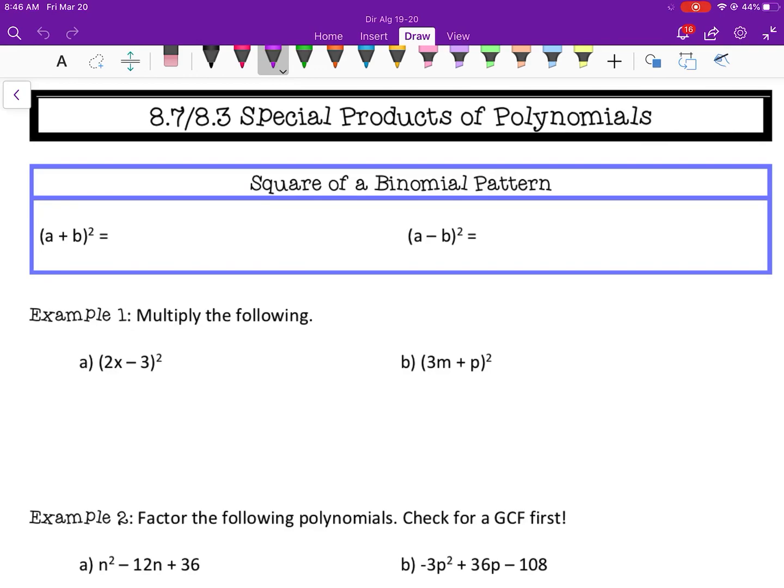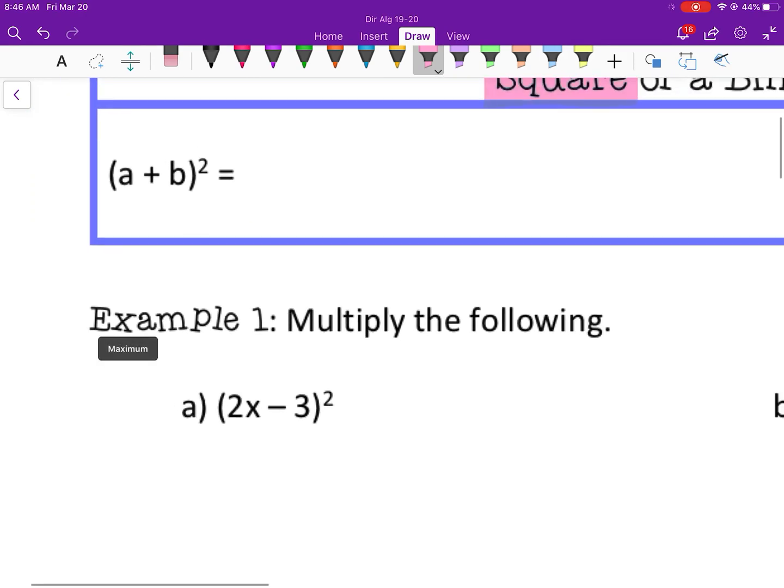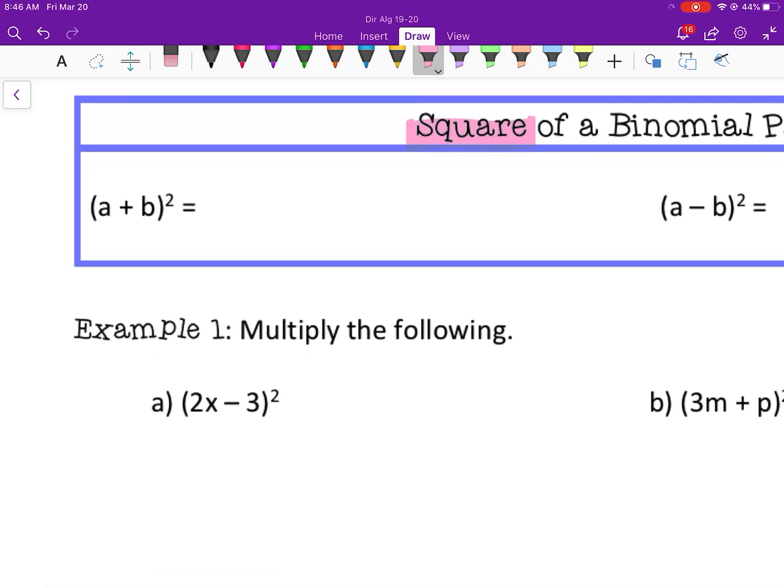So the first pattern that we talk about is what's called the square of a binomial. Remember, a binomial has two terms, and we are squaring it. Now, remember though, whenever you square something, you're just taking it times by itself, right? So this is really just saying, okay, take a plus b and times it by itself, a plus b.